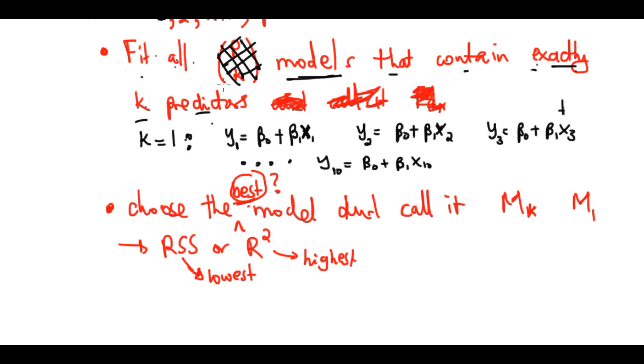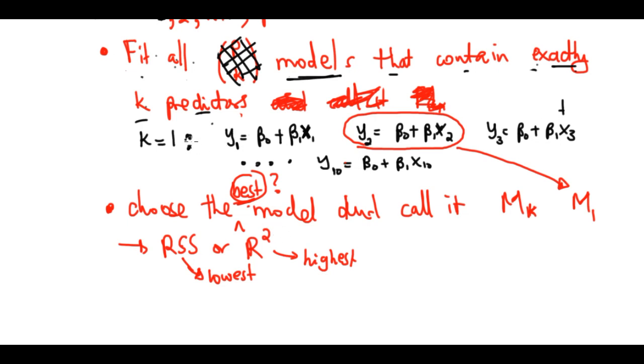So after we have fit k equal to 1 for one predictor, we fit all these models. And then we compare their RSS or their R squared. We'll be like, oh yes, this one here, that is x2, this model is the best one. We're going to call that our m1. So we put it on the side. We have our m1, right?